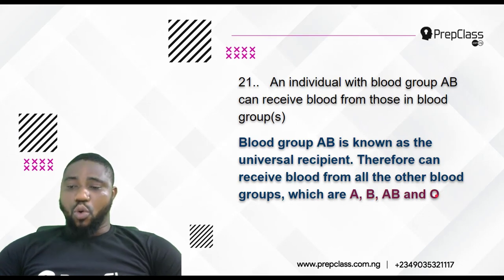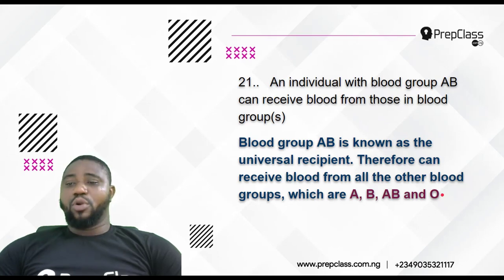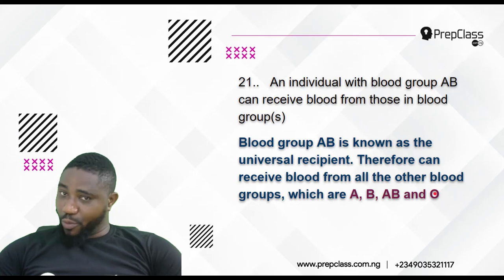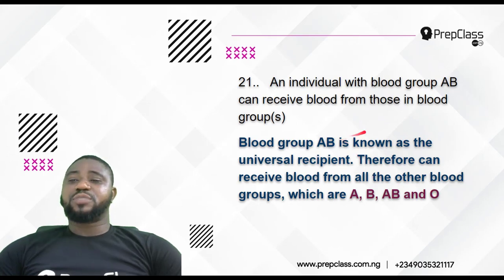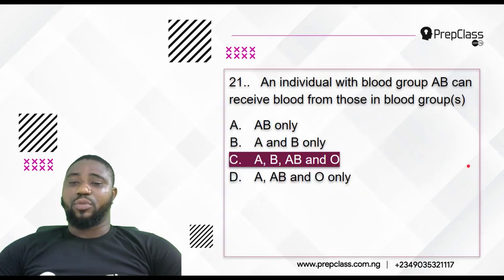Blood group O is a universal donor. Blood group O can donate blood to everybody, all the other types of blood groups, but can only receive blood from blood group O. So since this person is an AB person, it can receive blood from A, B, AB, and O, from all the blood group types. So the answer is C, A, B, AB, and O.